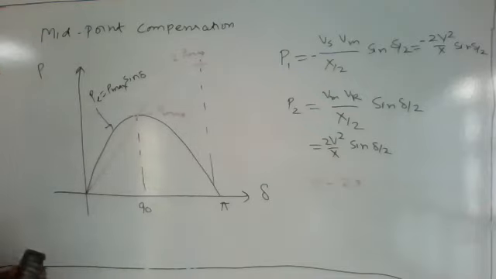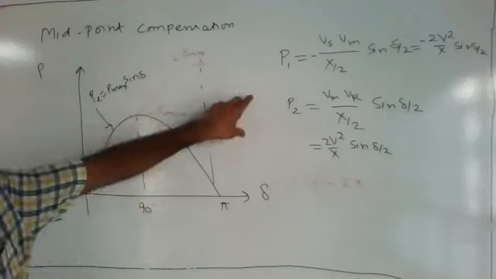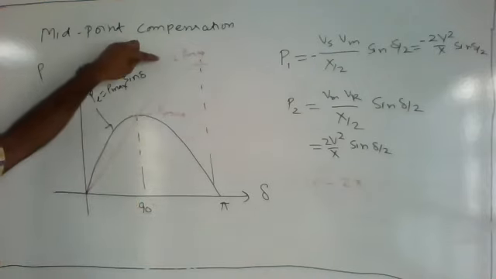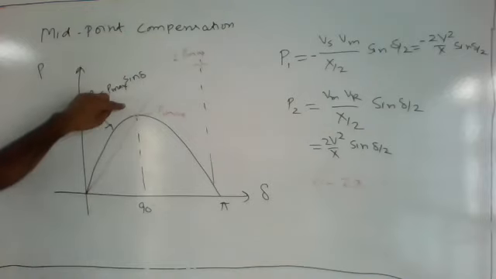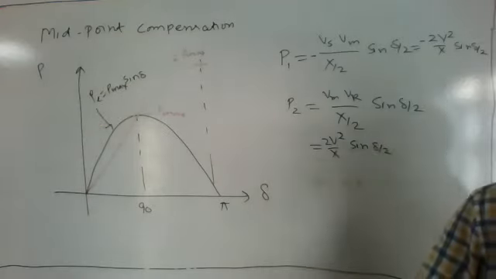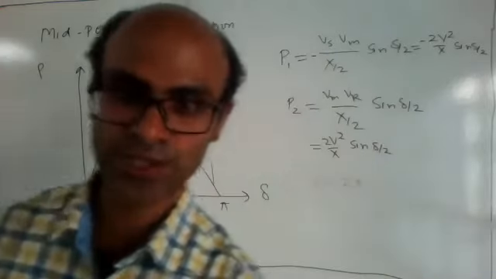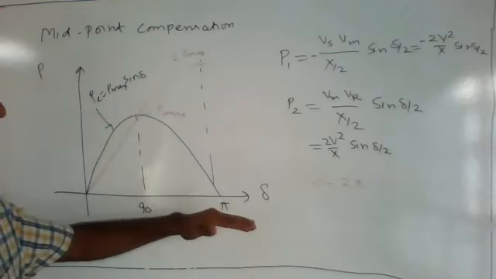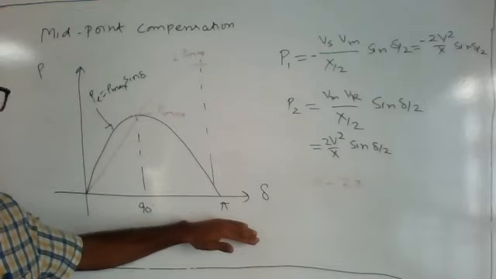So you can see if we place a compensator in the middle of the transmission line, then the power transmission capability goes to 2 times the previous one. And this type of question has been asked in GATE 2 or 3 times based on this concept. So this is all about midpoint compensation.